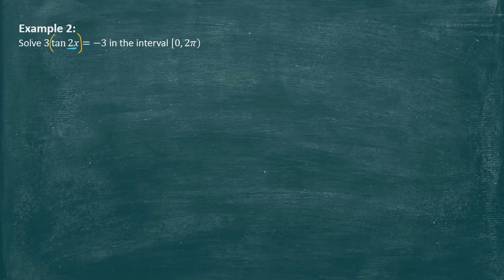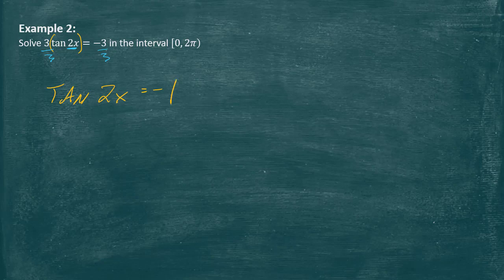So I'm actually going to mention, if you can just get the trig by itself, and that's something that we can accomplish with this one, because we can relatively easily divide the 3 over like so, and get tangent of 2x is equivalent to -3 divided by 3, which would give me a -1.